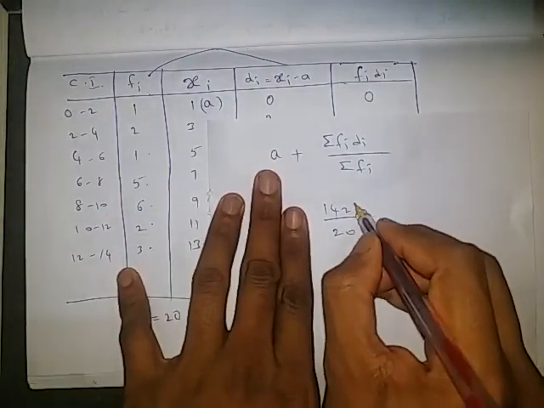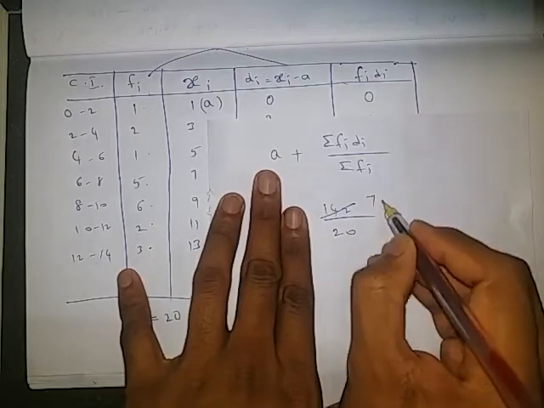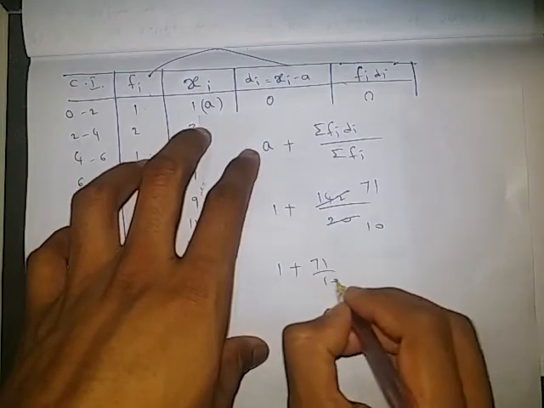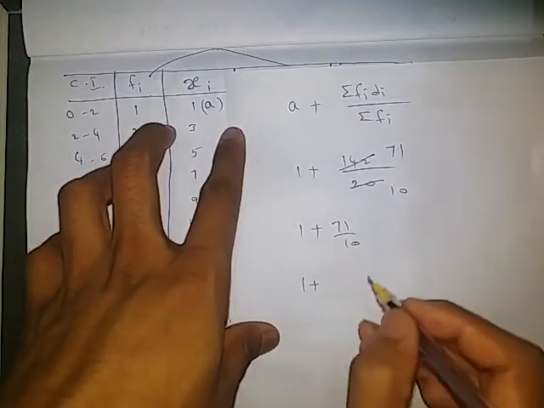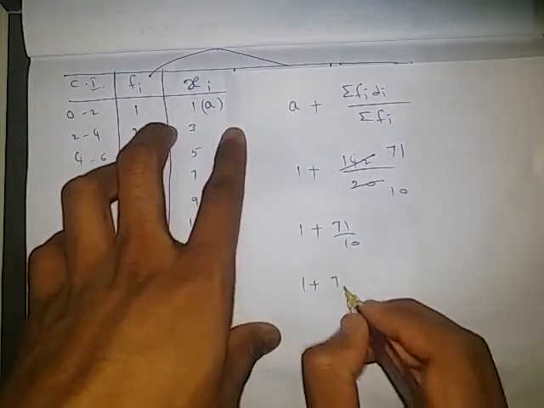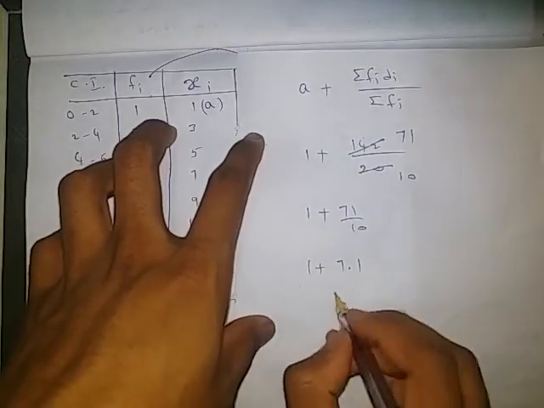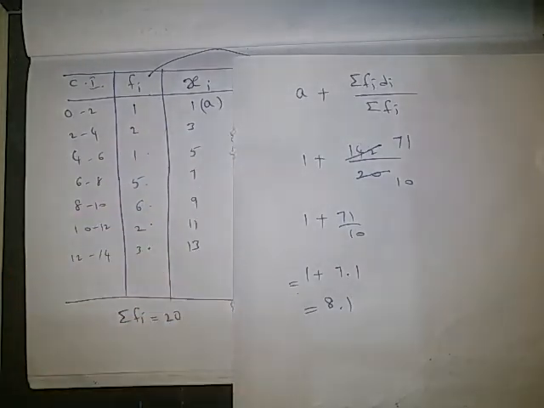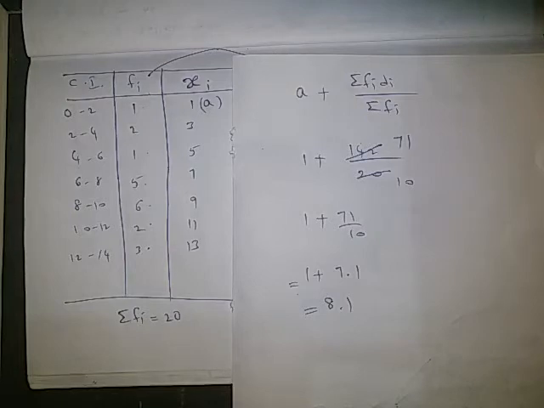This 1 I am writing as it is, so 1 plus, if we check this 142 by 20, I am cancelling. 2 7s are 14, 2 1s are 2, 2 10s are 20, so we remain with 71 by 10. 1 plus 71 by 10, that is nothing but 7.1. 1 plus 7.1, that is 8.1. So the mean of the given data by the assumed mean method is also 8.1 only.